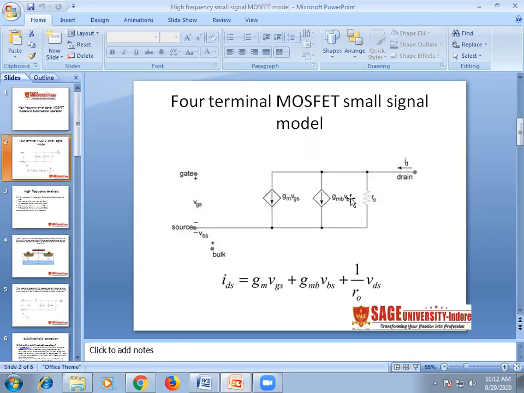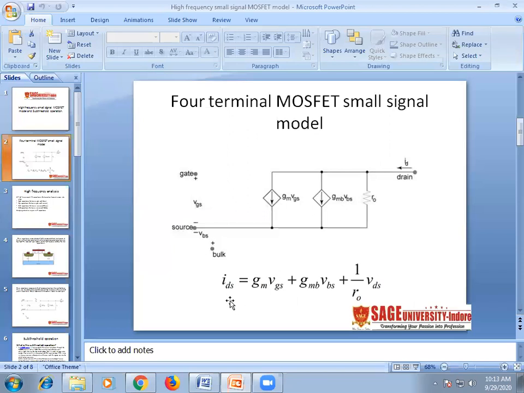And what is the equation for that threshold voltage? The current is directly proportional to the threshold voltage. So if the threshold voltage increases, obviously the current will increase, and that has to be accounted for in the device model. So the contribution of VBS should be kept in mind. That's why this parameter, which shows the contribution of VBS, produces a constant GMB.